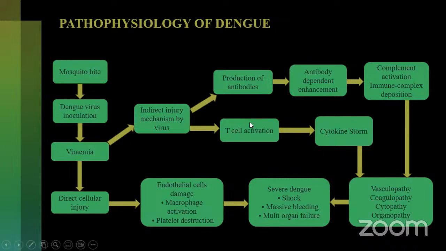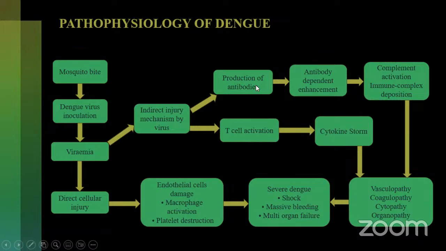So, pathophysiology of dengue. It all starts with the mosquito bite that leads to the inoculation of the virus, causing viremia. Now, this viremia causes a direct cellular injury and also an indirect injury. Direct cellular injury to the endothelial cells and the platelets causes macrophage activation, that will ultimately lead to severe dengue, which presents as shock, massive bleeding, or multi-organ failure.